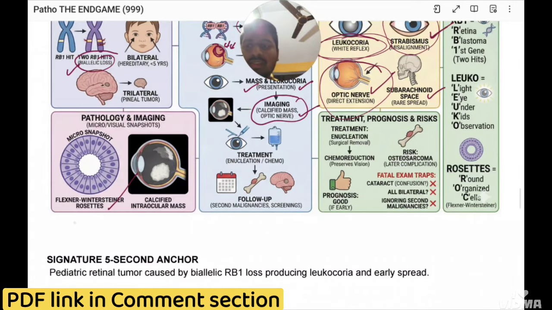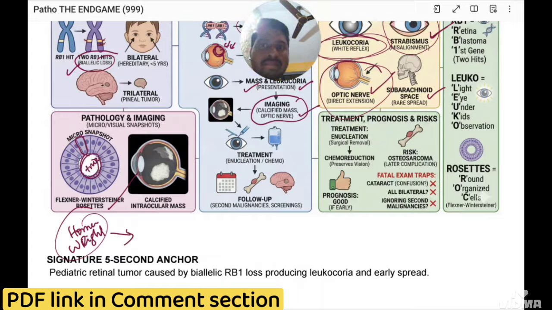If you remember, there was something known as Homer Wright rosette. Homer Wright rosettes, which I had already seen in neuroblastoma, mainly in neuroblastoma and medulloblastoma. These Homer Wright rosettes had a lumen which was filled with some material, but it was not a true lumen. But in Flexner-Wintersteiner rosettes, these are also cells of retinoblastoma, which have a true lumen. So this is a true lumen seen in Flexner-Wintersteiner, but in Homer Wright rosette you will find a false lumen. That is because of the accumulation of necrotic material.